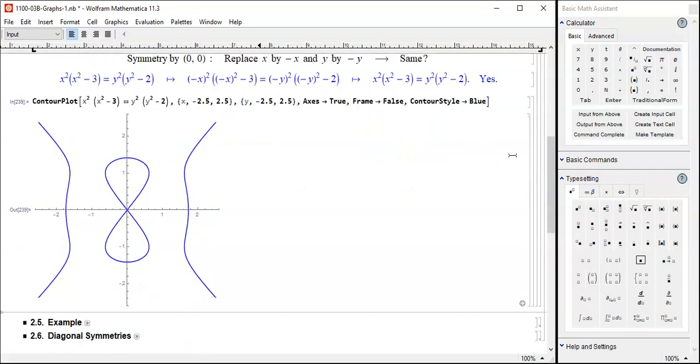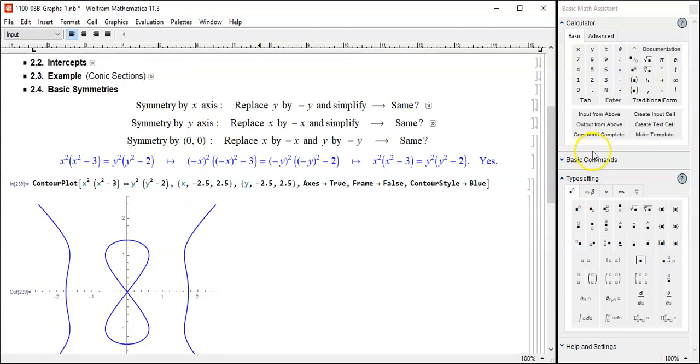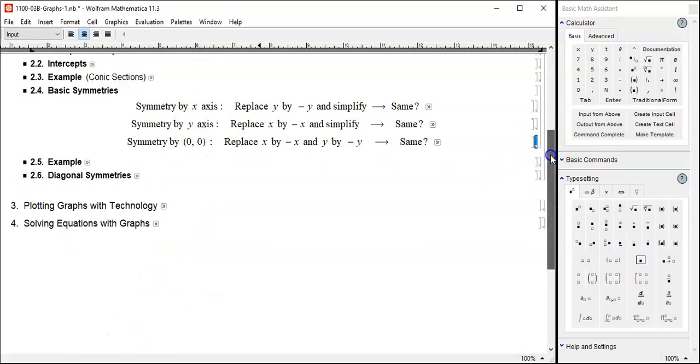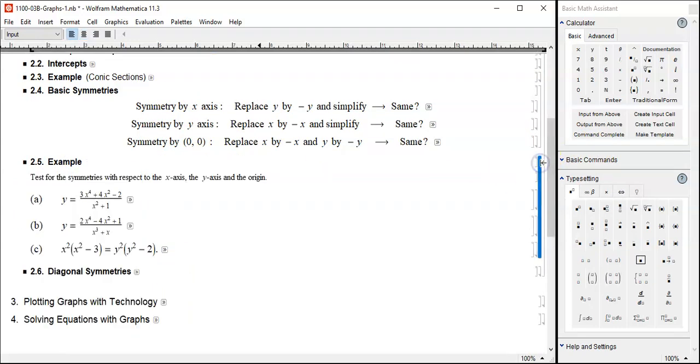And here's the picture, and does it look like we have a symmetry with respect to the origin? Yes, indeed. So remember the scheme, and try an example problem here.